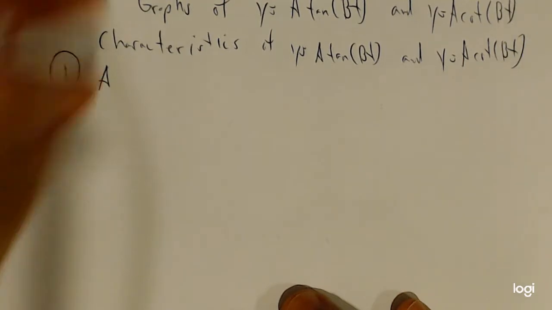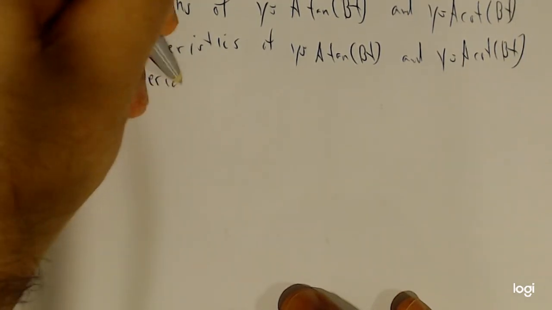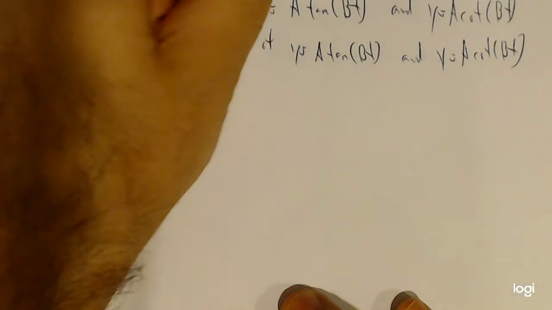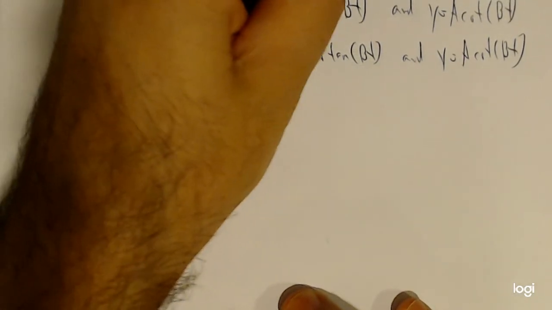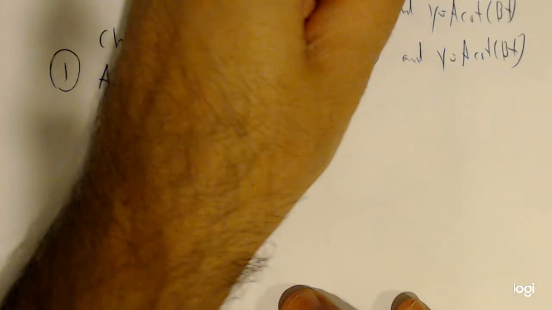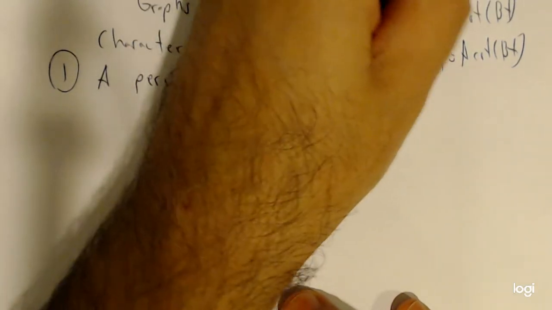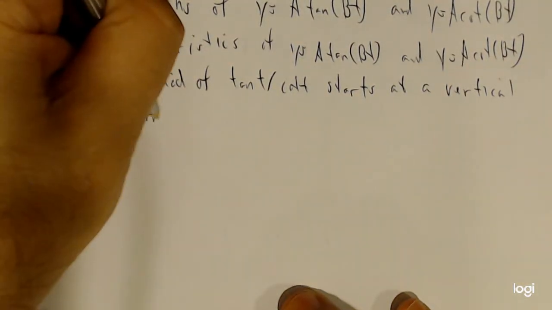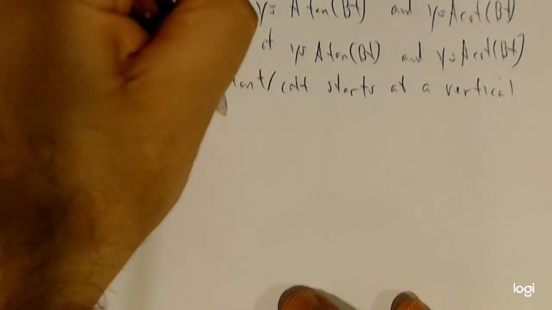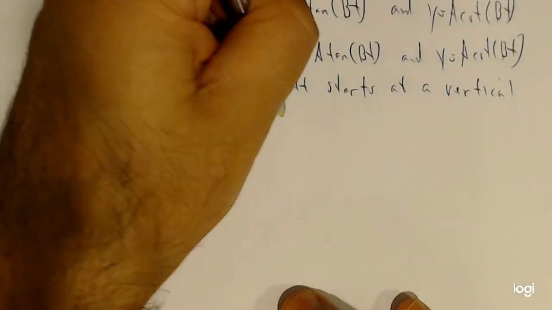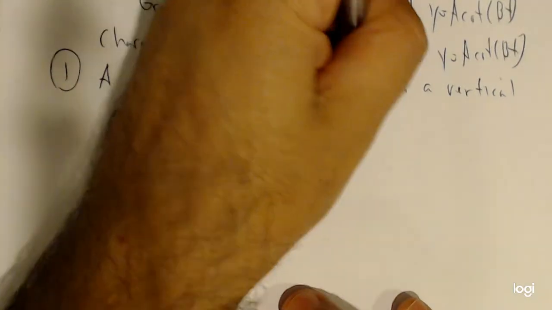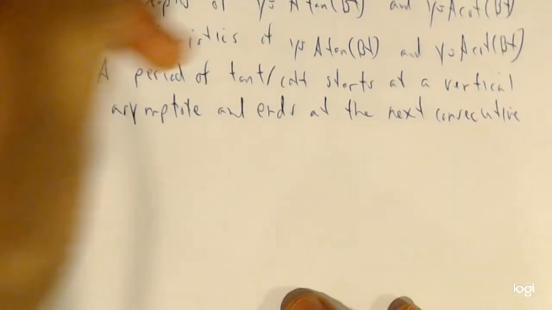The first fact I want to talk about is that a period of tangent of t and cotangent of t starts at a vertical asymptote and ends at the next consecutive asymptote.